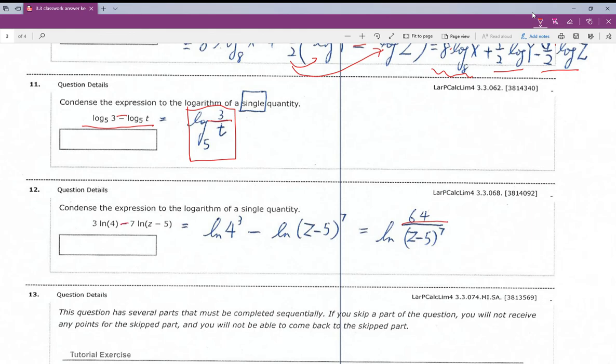But before you can use the formula, you need to make sure there is no coefficient in front. Before you can use the formula, you need to make sure this 7 goes up to become the exponent. Now, there's no more coefficient in front, so you can make the subtraction a division for one log.